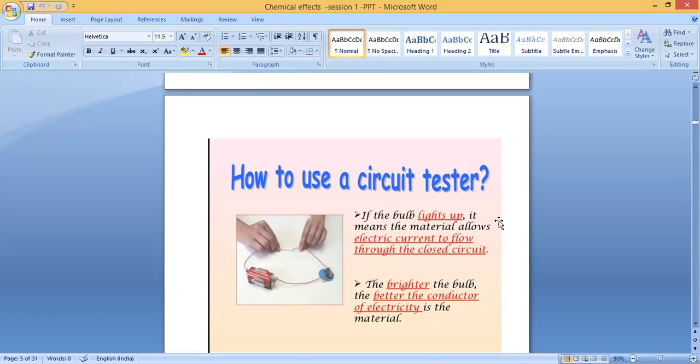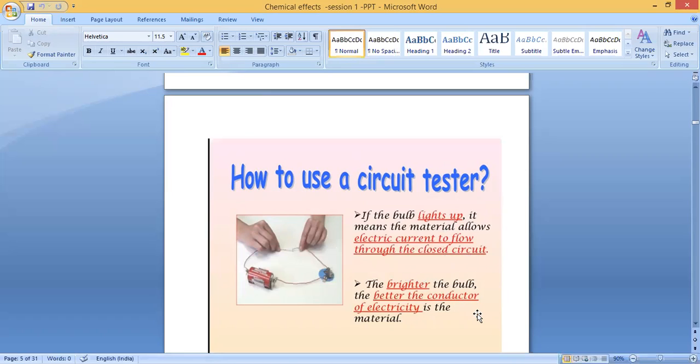Suppose the bulb lights up, what is the meaning? It means the material allows electric current to flow through the closed circuit. So now the circuit is closed. Otherwise, we should call it an open circuit. Now the circuit is closed. It's a complete path for the electricity.